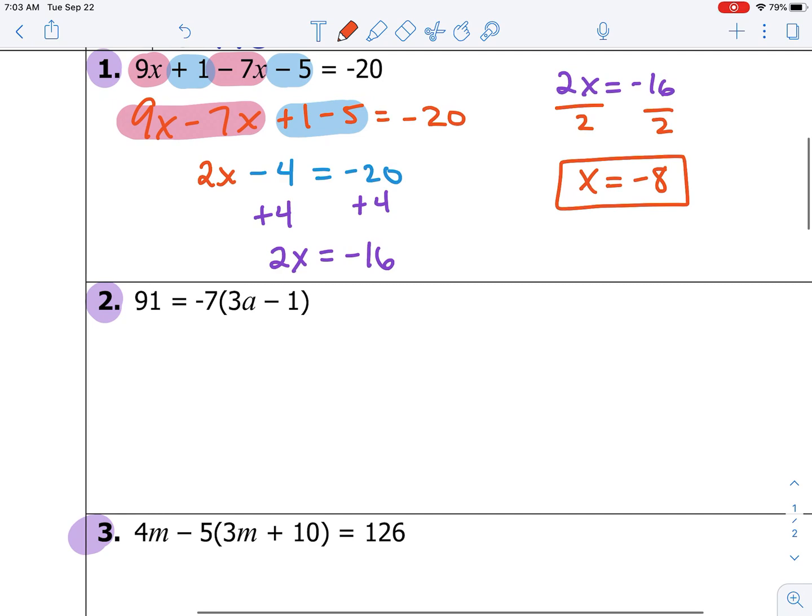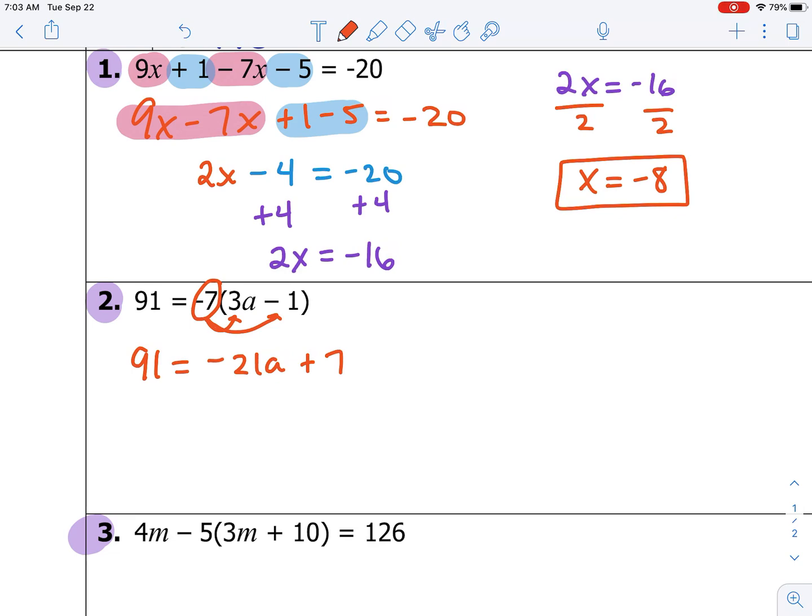For number 2, we start over with our steps. Number 2, we're looking for anything that we need to distribute. We do need to distribute negative 7. So 91 equals negative 7 times 3a is negative 21a. And negative 7 times negative 1 is positive 7.